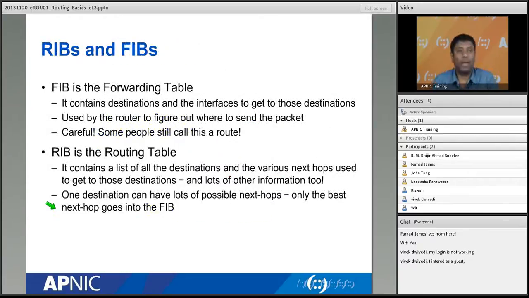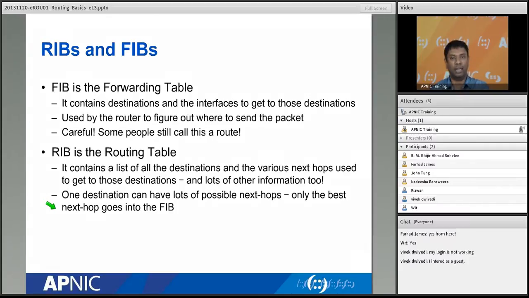Now have a look at RIB and FIB. What is the routing information base and what is the forwarding information base? We have already explained the routing function and forwarding function. Then we will see what the routing information base and forwarding information base are. The forwarding information base, or the forwarding table, contains the destination IP address or network and through which interface it will go, right? So this is what the forwarding table contains. The router normally uses this forwarding table when it forwards the packet from one side of the network to the other side.